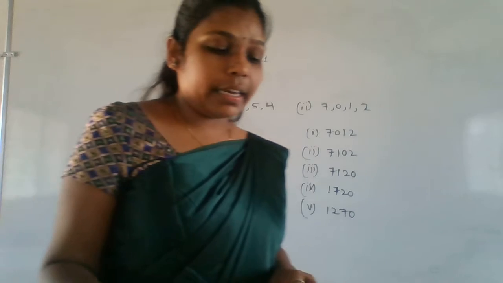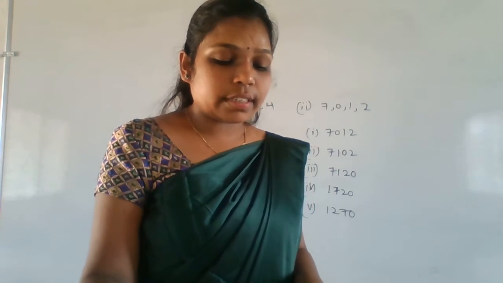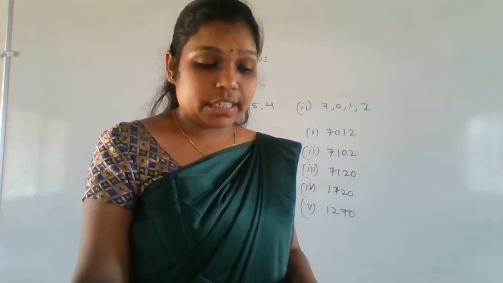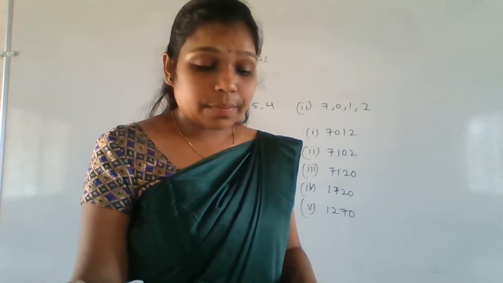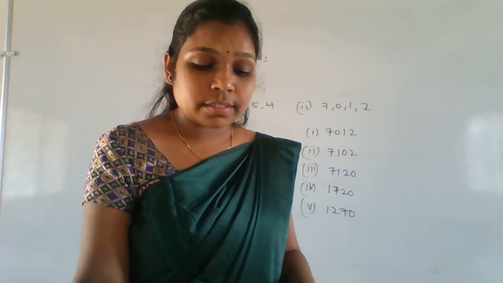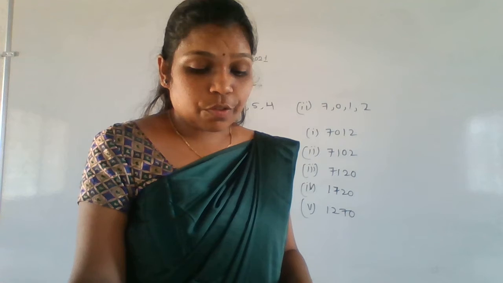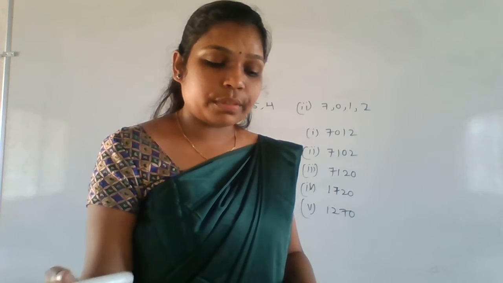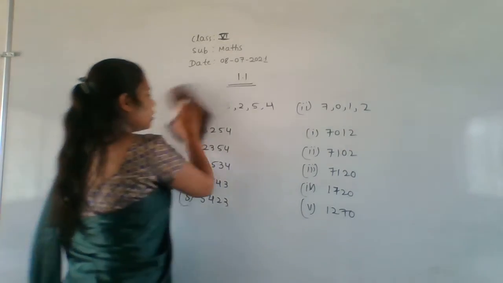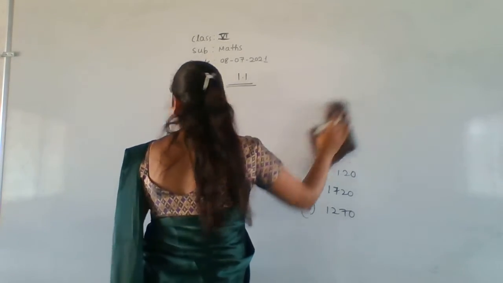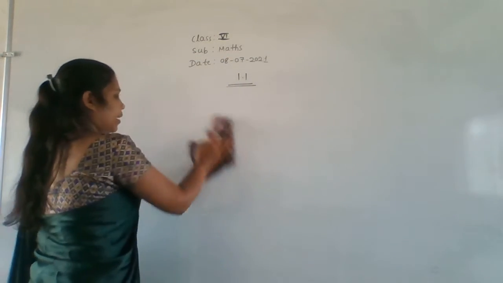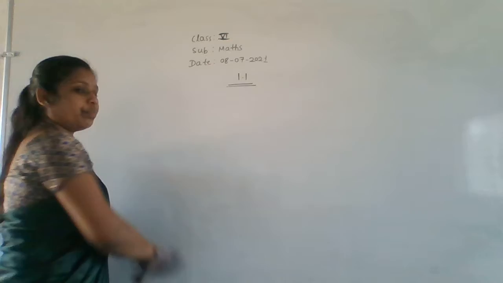So what is the second main here? Form the largest and the smallest 4-digit numbers by using the following digits. You have to form the smallest as well as the largest by using the given digits here. Using those digits you have to make the smallest as well as the biggest number. Already you know everything, right? This is a very easy concept.